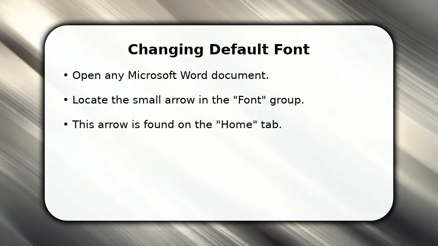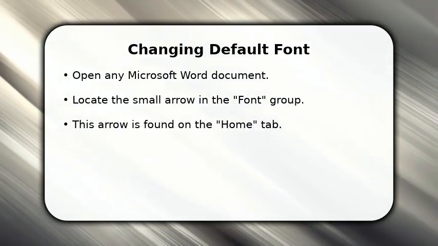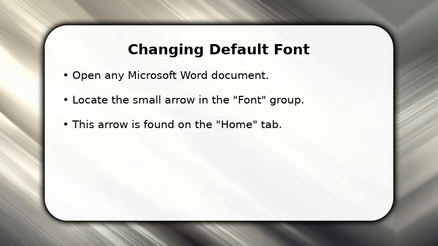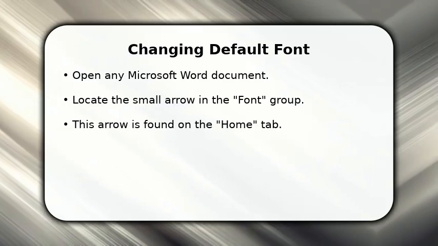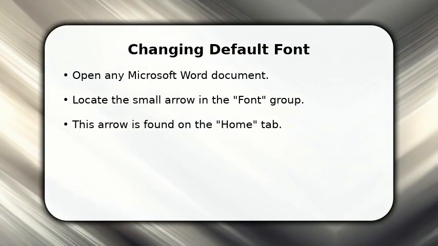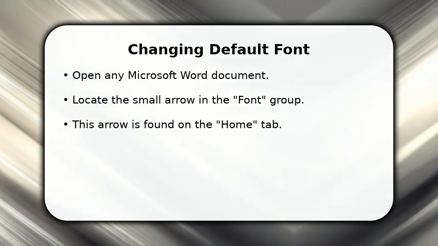In this video, I will explain how to change the default font in Word. First, open any Word document, whether it's a new blank one or an existing file. Then, navigate to the Home tab in the ribbon. Look for the font group and click the small dialog box launcher arrow in its bottom right corner.